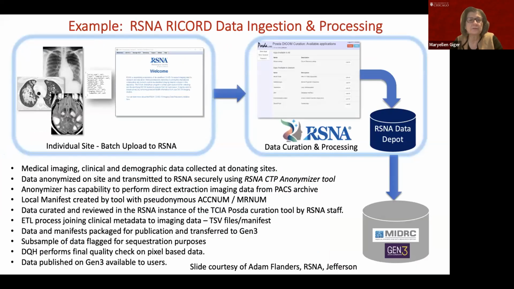How does this work? So here's an example from RSNA and Flanders. The medical imaging comes in through their site. They work with the ACR and RSNA, work with the donating site to obtain de-identified data. The data is curated and reviewed. This one is showing within the RSNA. And then it's passed from the RSNA to a bucket in Gen3 for further data quality assessment.